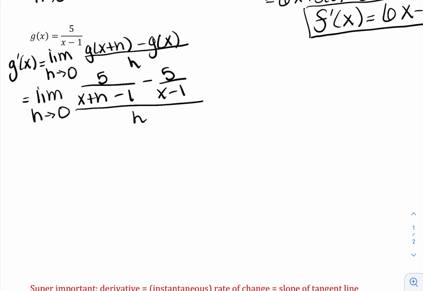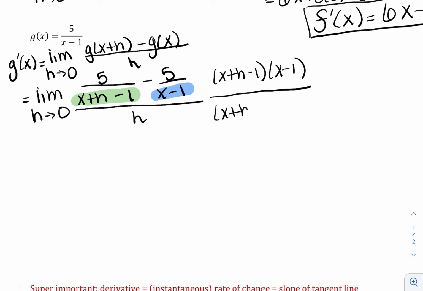So what I need to do is I have fractions over fractions. So I'm going to get rid of the two denominators, which are right here. This is my first denominator. This is my second denominator. And I'm going to take those and multiply them by the top and the bottom, because whatever I want to do to the numerator, I have to do to the denominator. So I'm going to multiply by x plus h minus 1 times x minus 1 over x plus h minus 1 times x minus 1.